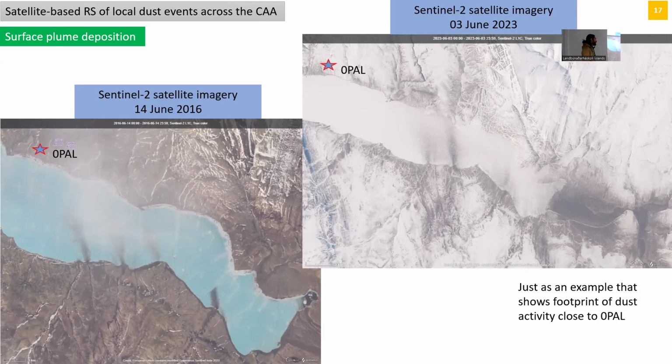Also, we can compare the brightness temperature difference from MODIS imagery, and as we know, for deposited dust it should be an extreme negative value, and for snow and ice it should be positive.